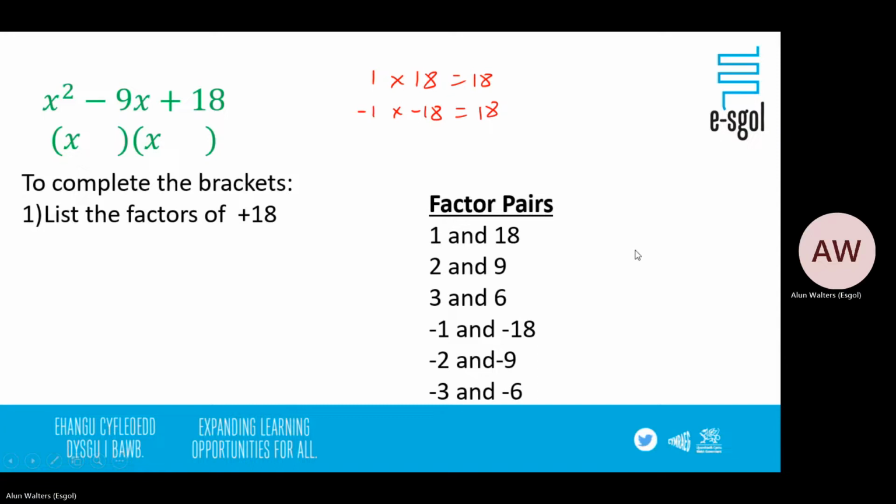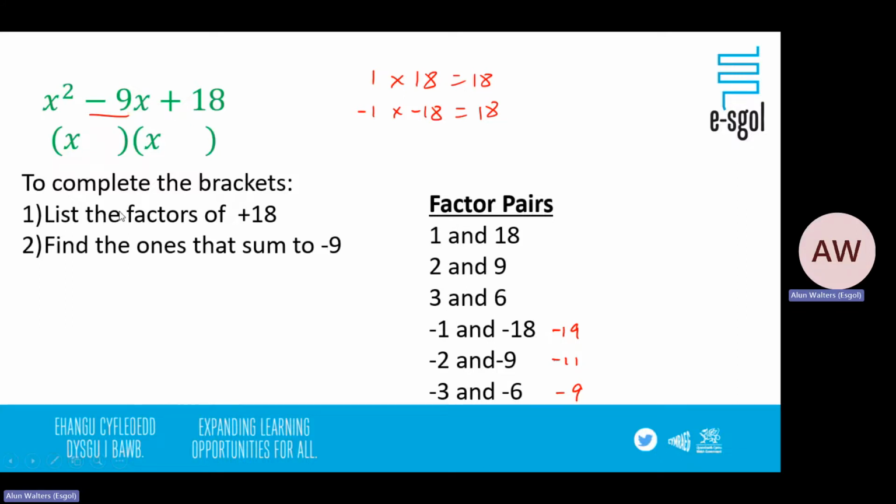And I'm going to total these up. Just bear in mind, when you total these up, it's -19. When you total these up, it's -11, and so on. And the bottom one is -9. Okay, and I want now that these factor pairs should add up to give you -9. So the one I'm going to select is right down the bottom of the screen, -6 and -3.